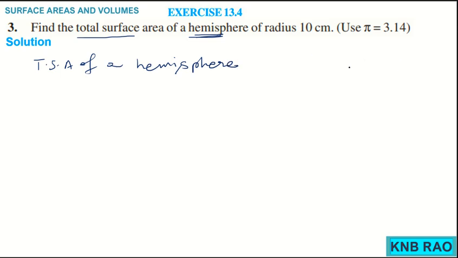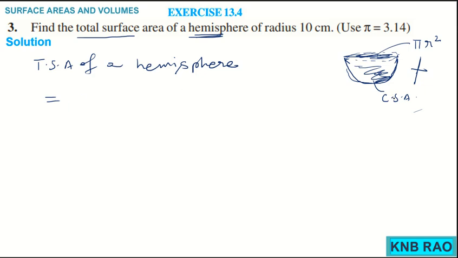In a hemisphere, we will have one CSA portion, curved surface area, and this top portion is pi r square. Both when they are added, you will get total surface area. CSA of a hemisphere is 2 pi r square. Why? Because it is half of the sphere.